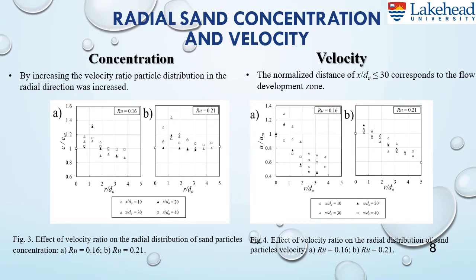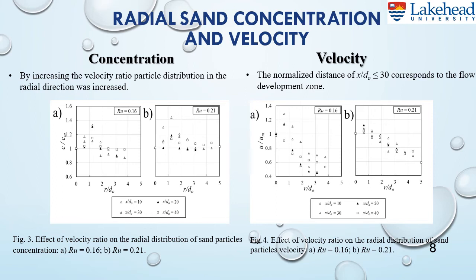In this section, the radial sand concentration and velocity profiles will be discussed. So as you can see, all the data were normalized, and the velocity ratios are 0.16 and 0.21.